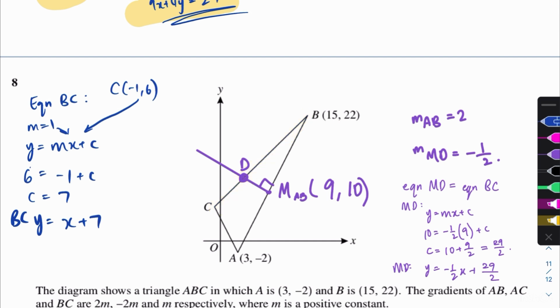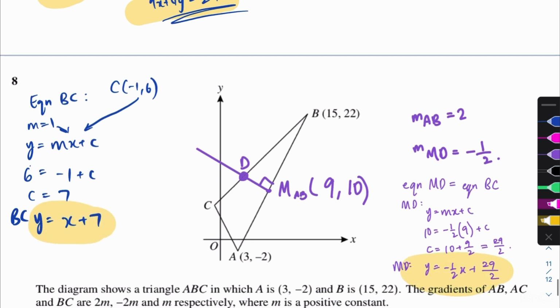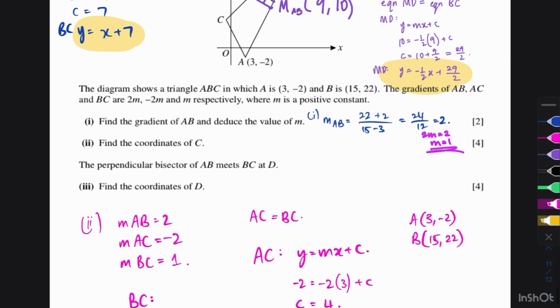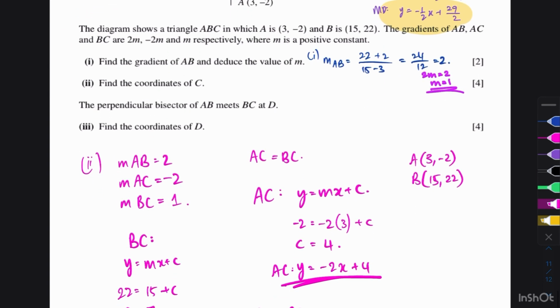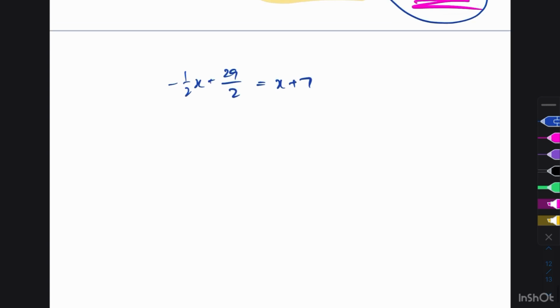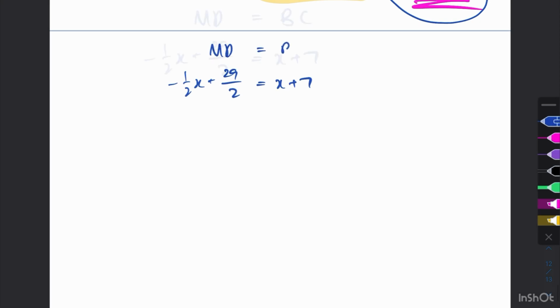So now what we want to do, we have the equation for BC, and we have the equation for MD, and we're going to equate them to find point D. So we're going to do this equals this. And now I'm going to just copy it down at the bottom because we need more space. Minus half x plus 29 over 2 equals x plus 7. So this is equation MD equals BC.